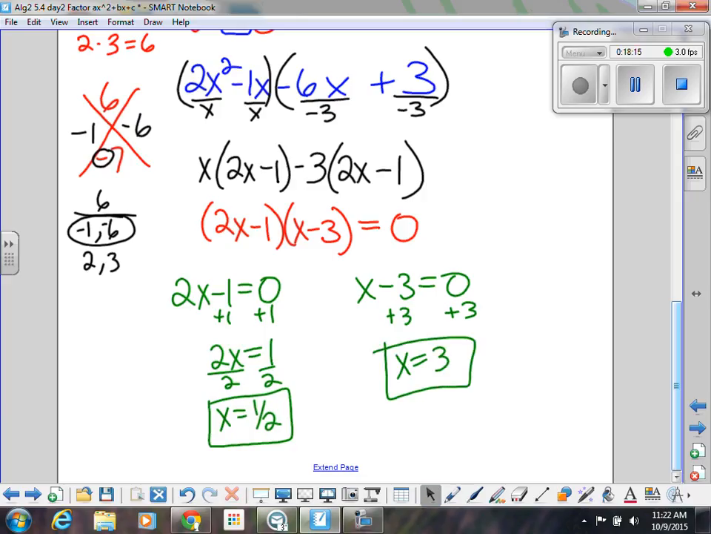All right, that's what we do when we factor anything that has a number in front of the x squared. There are other methods as well, and I'll show you that in class if you're interested, but otherwise we'll stick with this method.